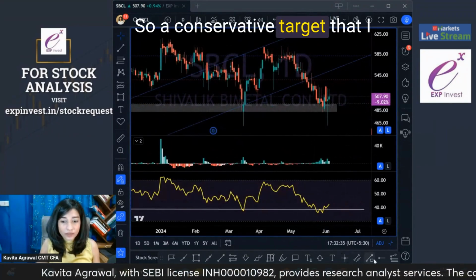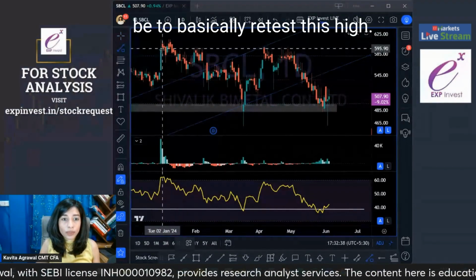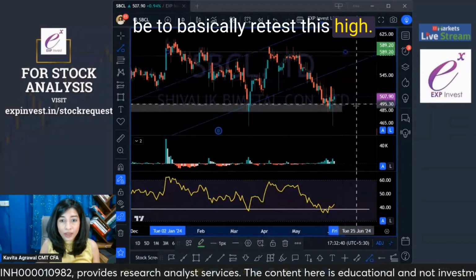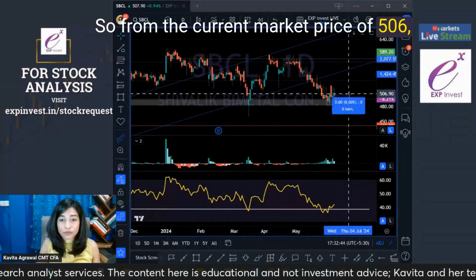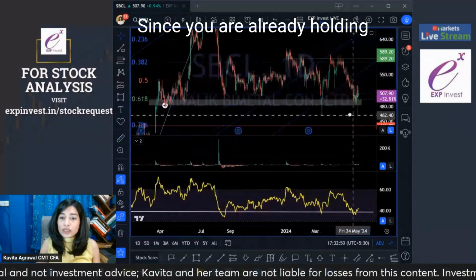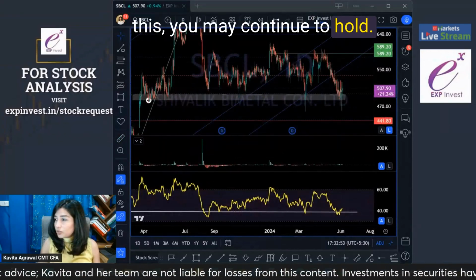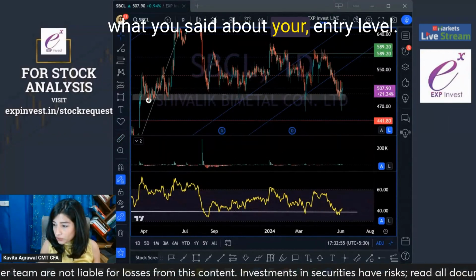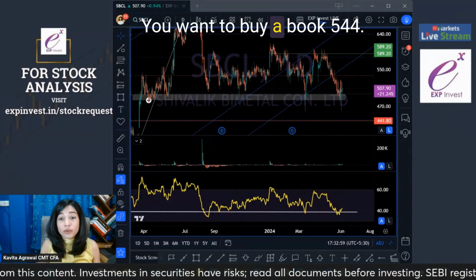So a conservative target that I would set on the stock would be to basically retest this high. So from the current market price of 500, your stop loss would be around 13%, target of around 16%. Since you're already holding this, you may continue to hold. Let me just take another look at what you said about your entry level. You want to buy above 544.